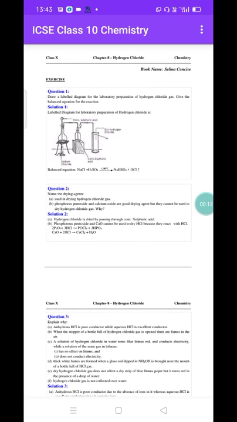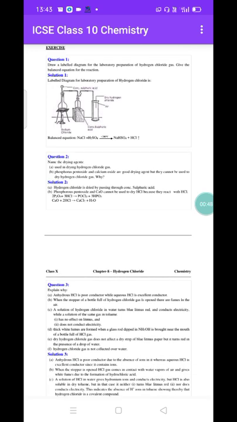First, we have a diagrammatic question on HCl, where a labelled diagram is given showing the preparation of hydrochloric acid. It asks you to give the balanced equation for the reaction of laboratory preparation. When we prepare HCl in the laboratory, sodium chloride is required along with H2SO4, and the gas is collected by the upward displacement of air, right? So you give the equation and draw the labelled diagram.